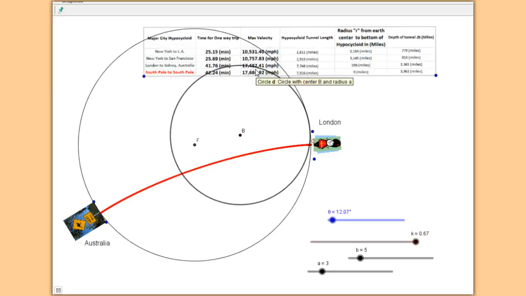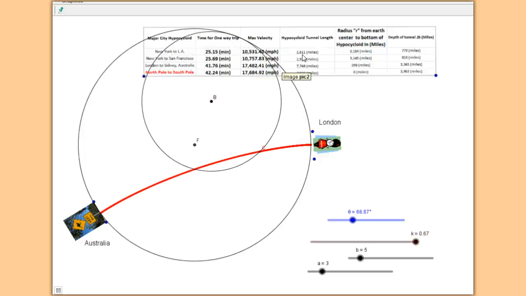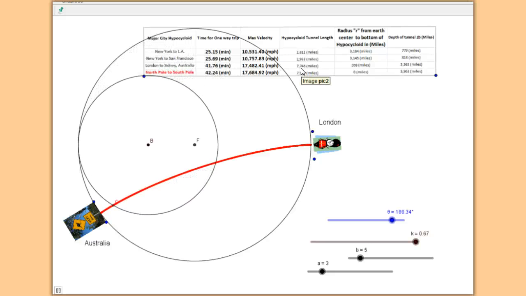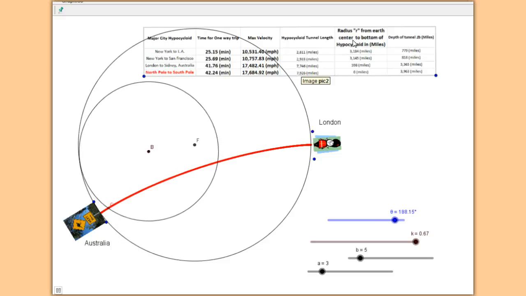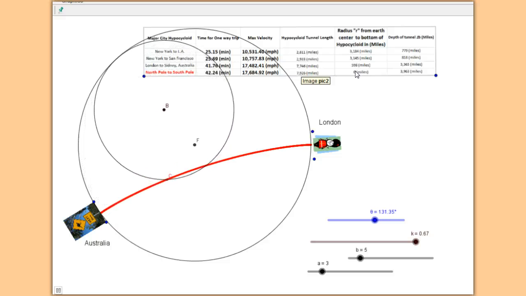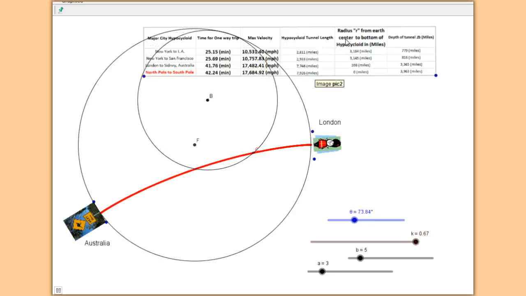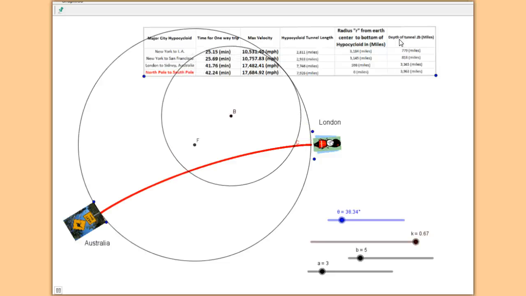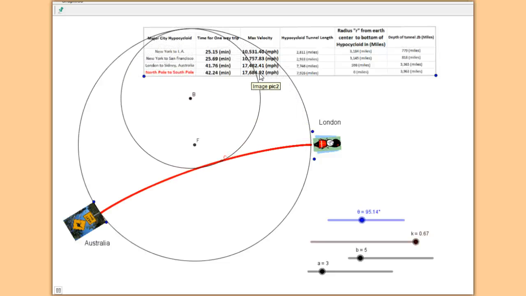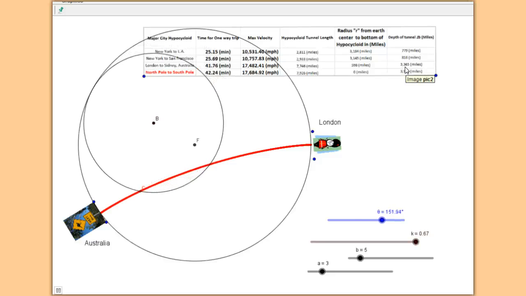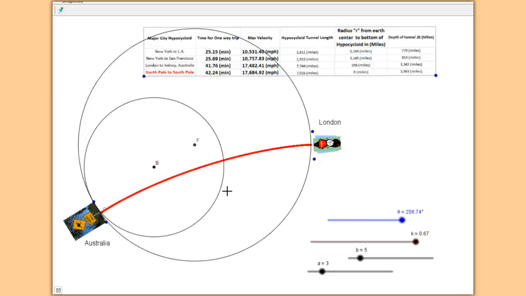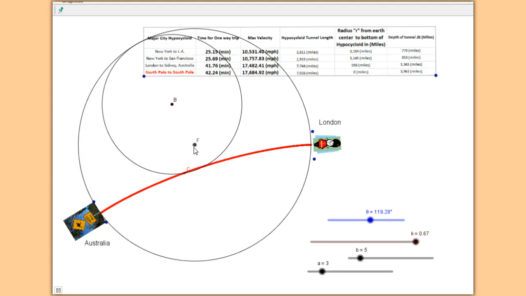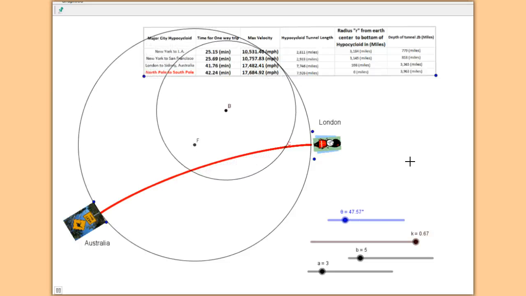Maximum velocity, 17,482.41 miles per hour. Hypocycloid total tunnel length, 7,746 miles. The radius R from the center of the Earth to the bottom of the hypocycloid is 598 miles. As you can see, we're passing through the core of the Earth. And the depth of the tunnel 2B, the depth of the rolling circle, is 3,365 miles. As you can see, the longer distance trips, you get closer to the core of the Earth.